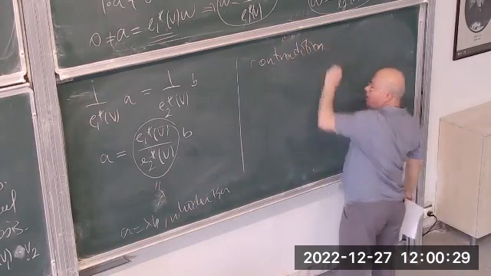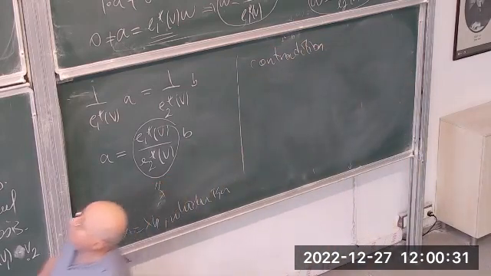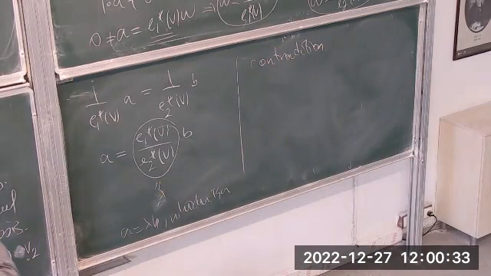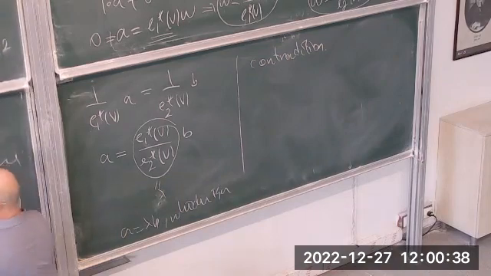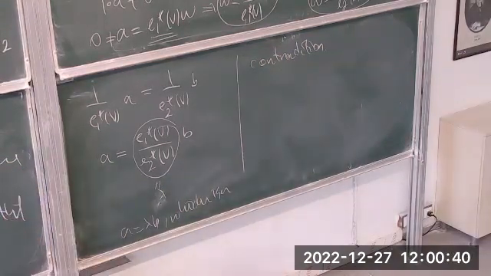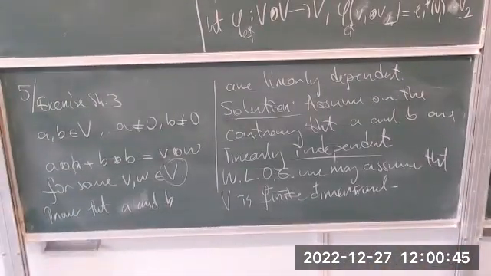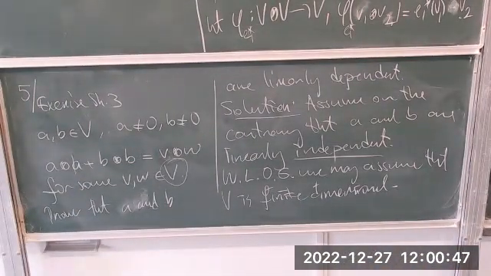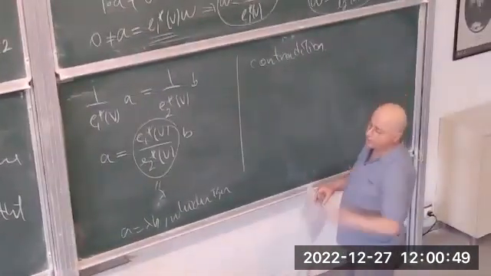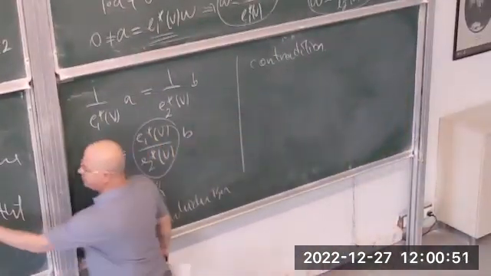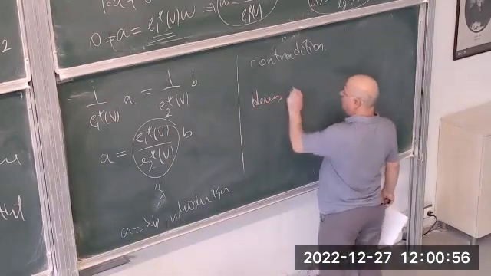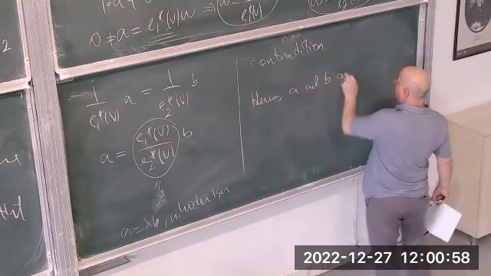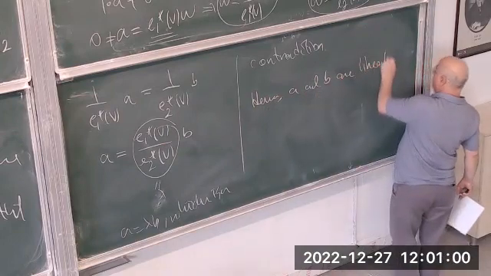Why is that? Because I assumed here that A and B are linearly independent, right? We assume that they are linearly independent, but we saw that they are dependent. So that's a contradiction. And the reason we arrived at that contradiction is this assumption. Hence, A and B are linearly dependent.